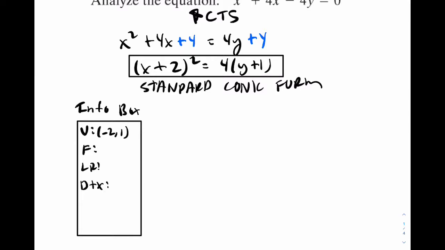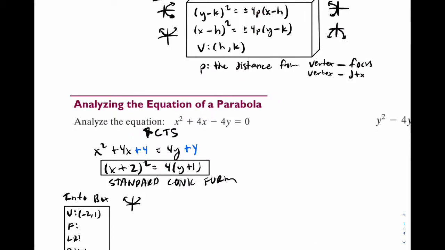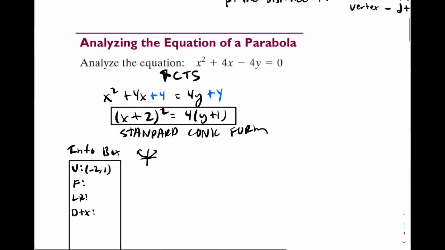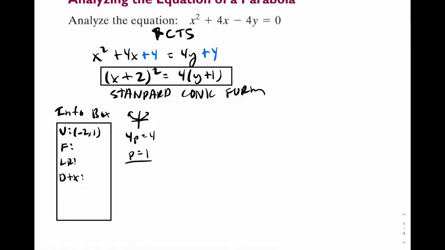But looking at this, I can see it's x squared positive, so my mental picture is something like this. It should be going up. And I can see that this 4p right here, that's 4. So if 4p is 4, p should be 1, which is really helpful. Now that I have that, let's do a quick sketch.